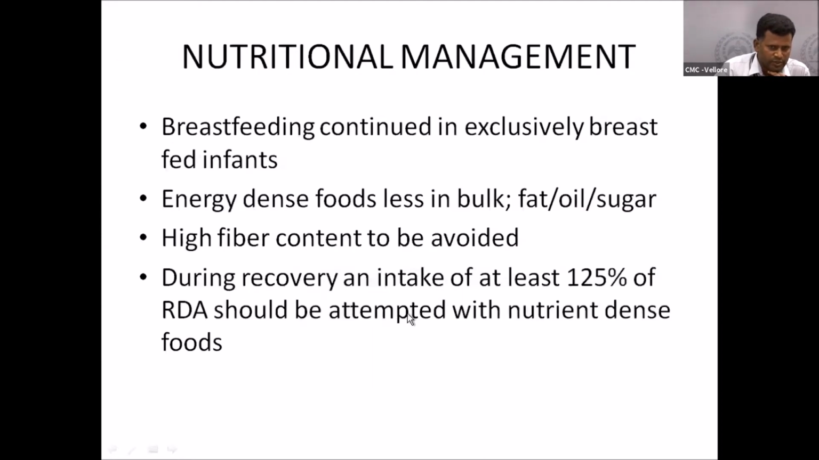And we should continue nutritional management in children, mainly continue breastfeeding, and avoid food with a lot of sugar, oil and fat. High fiber should also be avoided at the time of acute diarrhea. And once recovery starts, we have to increase the RDA to 125%, thereby increasing energy dense food.